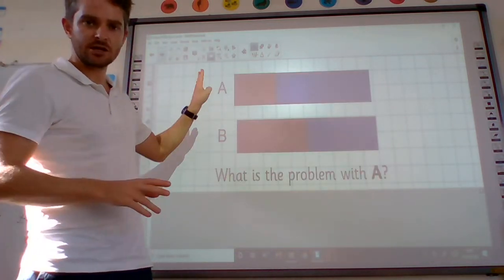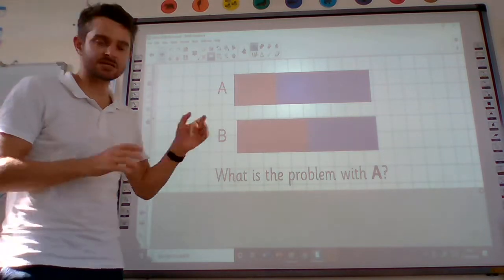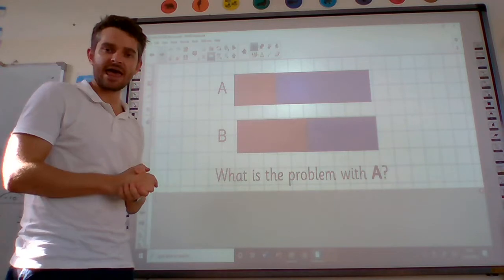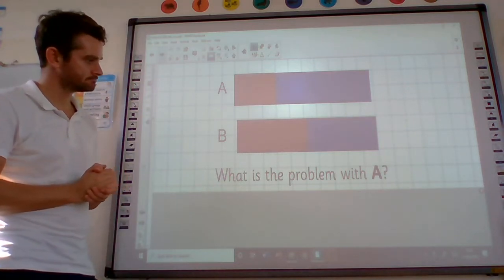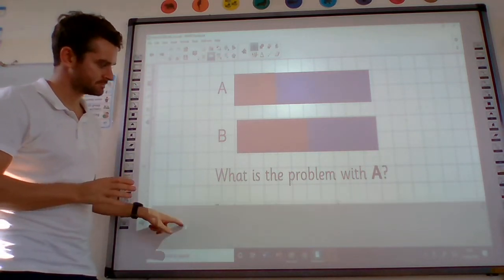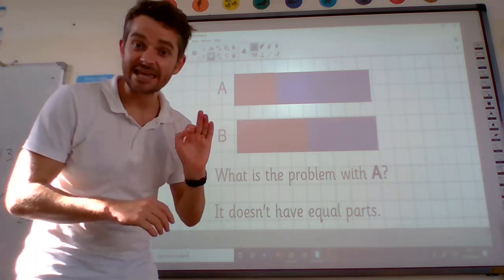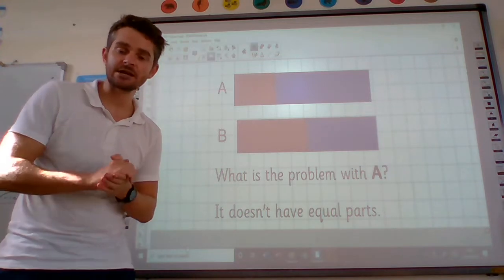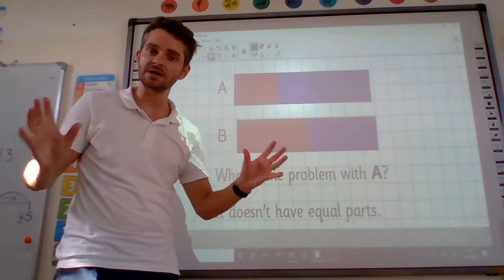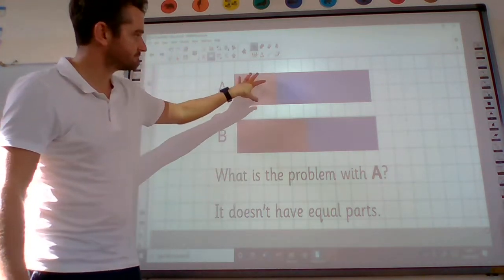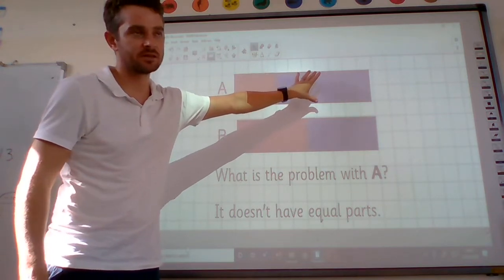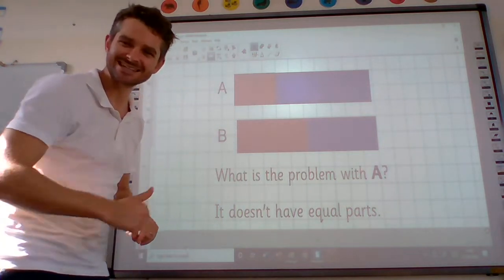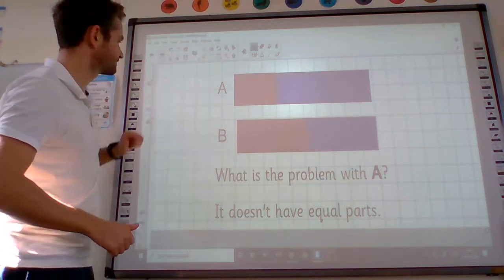Bit of a recap then, looking at these two shapes. What is the problem with A? Have a think to yourself. What is the problem with A? It doesn't have equal parts. We spent a lot of time yesterday looking at equal parts, where the two parts are the same. A, one part is much smaller than the other one. B, we have equal parts. That's exactly what we're looking for.